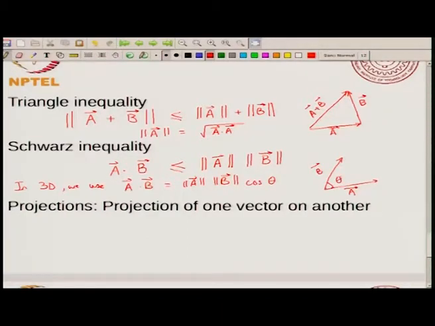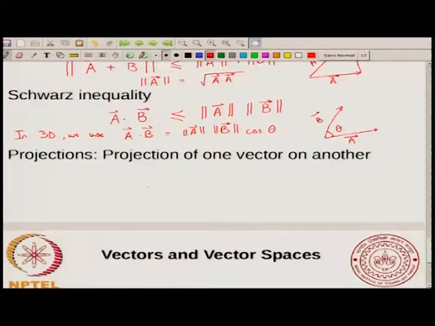So, the angle between them, and cosine of an angle has to be less than or equal to 1. So, we say that A dot B should be less than or equal to norm A into norm B. Now, this again is generally true for an arbitrary vector space with an arbitrary inner product. Now, the definition of dot product allows you to define something called a projection of one vector onto another.